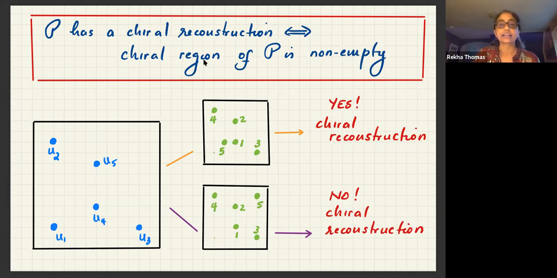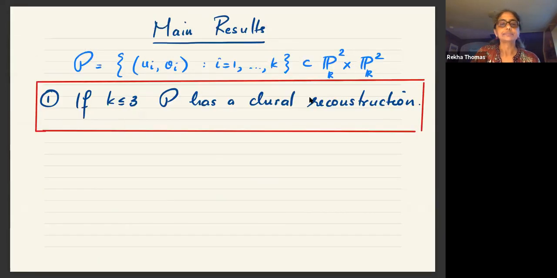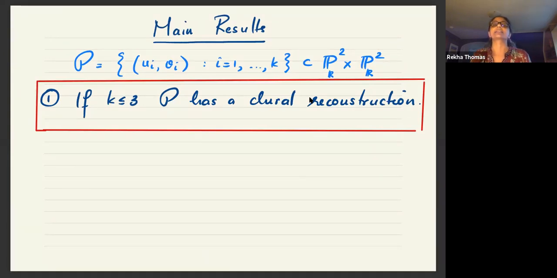Technically speaking, we have to test the non-emptiness of some semi-algebraic region, but it turns out that the tests that we are actually able to devise are a lot simpler and nicer. So that's where we're headed. Let me state the main results now.